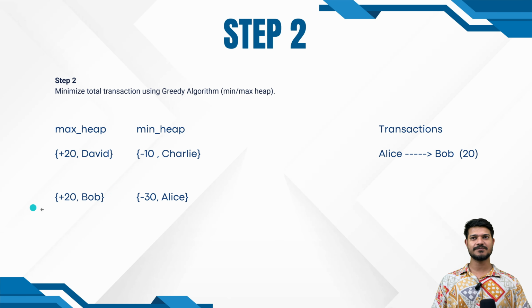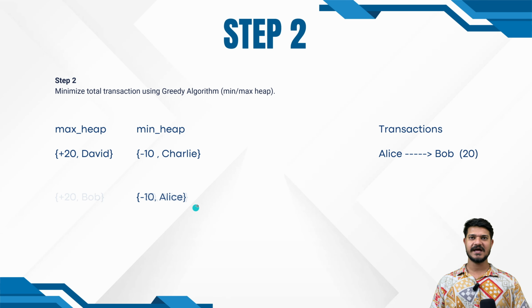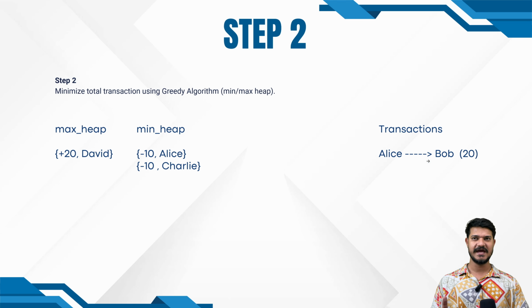Now Bob's total sum has been paid off, so you can remove this one. And now only Alice is left with minus 10 balance, because Alice has already paid 20, right? So only left with minus 10, so you can add it back to the min heap. Now it looks like this: we have made one transaction and we are left with the max heap and min heap like this.